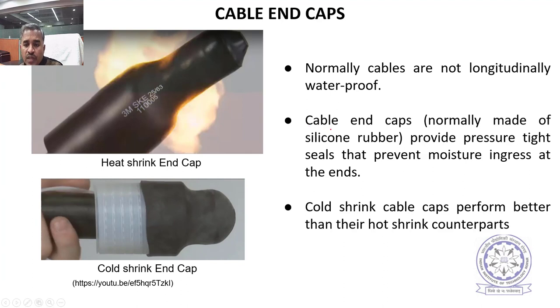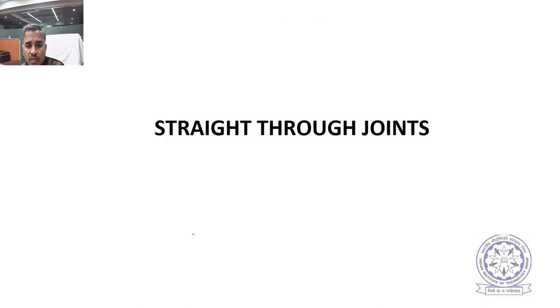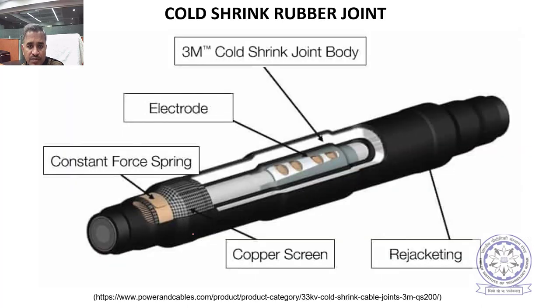Cable end caps, normally made of silicon rubber, provide pressure tight seals that prevent moisture ingress at the ends. The cold shrink cable caps perform better than the heat shrink counterparts. This is heat shrink and this is cold shrink end cap. And straight through joints. So this is a cross section of a straight through joint.